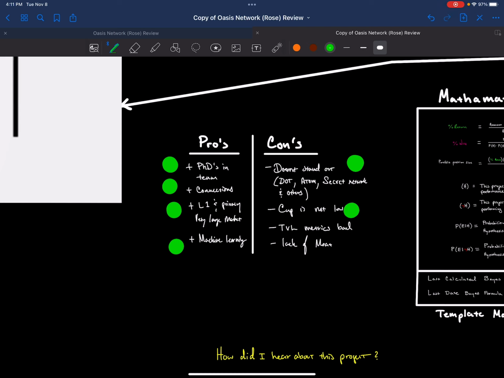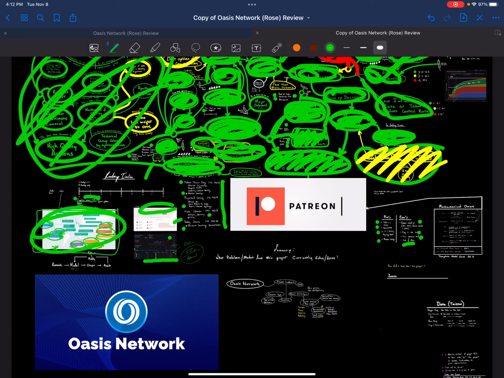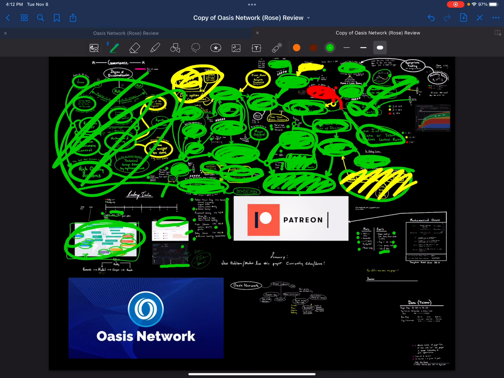The cap is not low. Total value metrics don't look good either. Total value locked had that huge drop off in June. We'll see if they can get some more value to come back on the network. And lack of a moat, but that one I could probably take off. It's somewhat neutral in that. All right, that is the model.